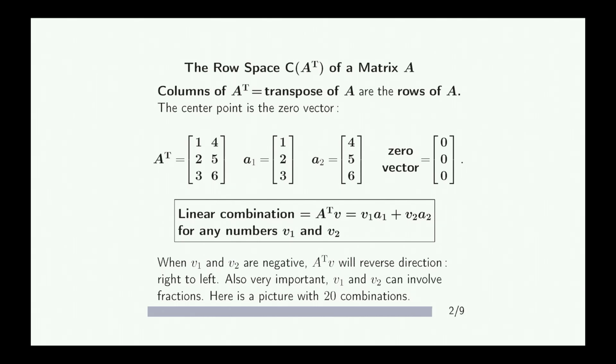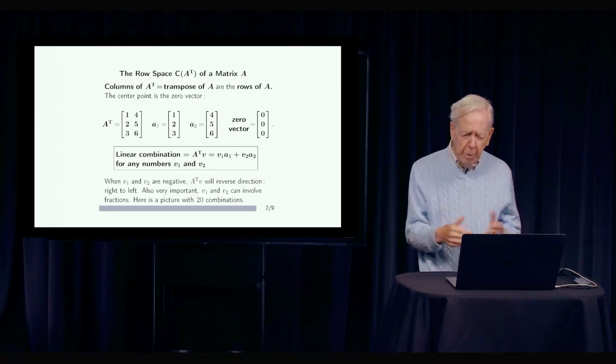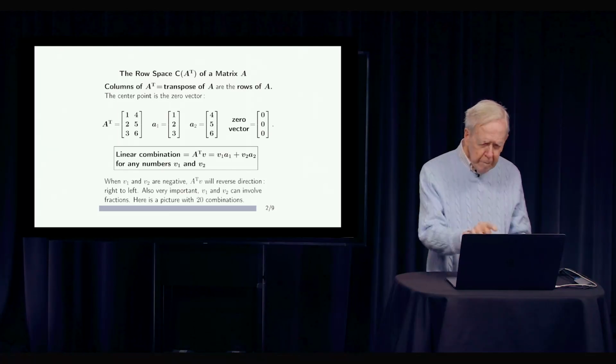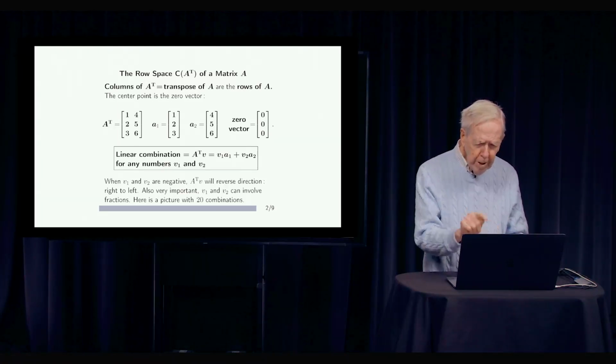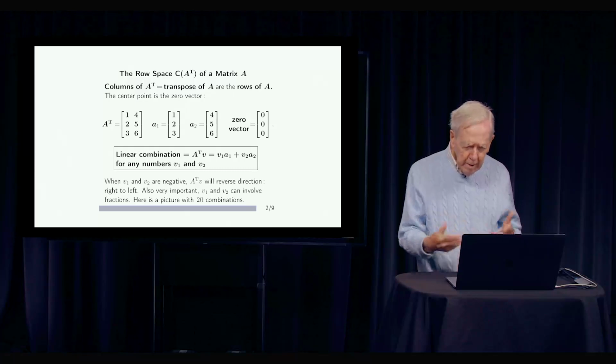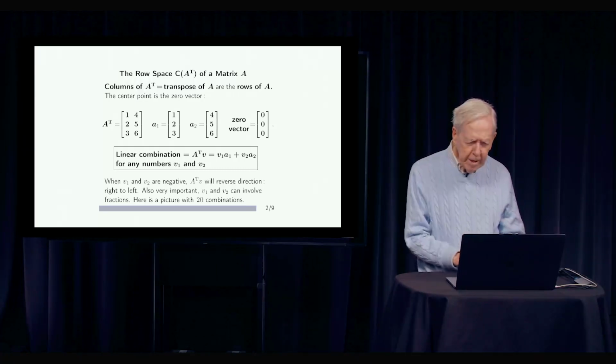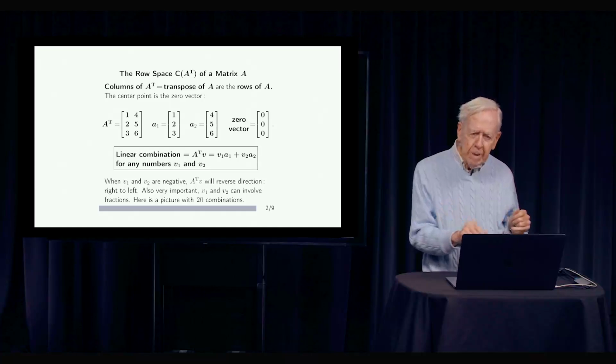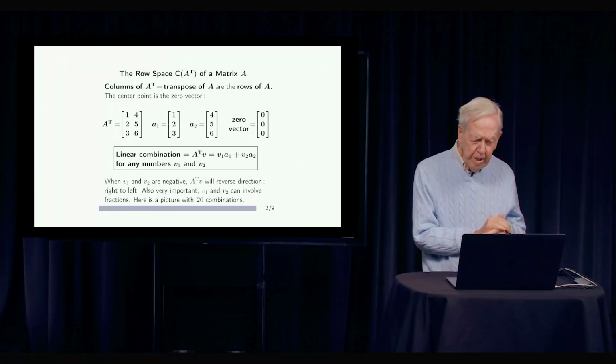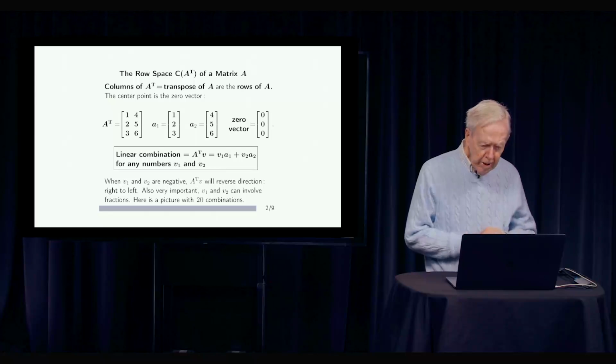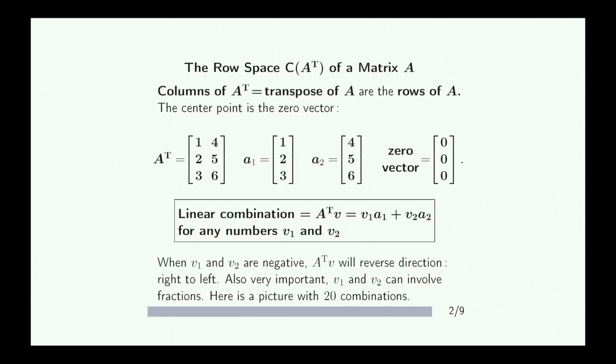All these columns have 3 components, so they're vectors in 3-dimensional space. So we're in the space we live in, 3D, but A1 and A2 and their combinations fill a plane in that space. This is the second of our 4 subspaces. And you can read below, when I'm taking negative combinations, that gives me the vectors in the opposite direction. V1 and V2 can be any numbers, decimals, fractions, whatever.